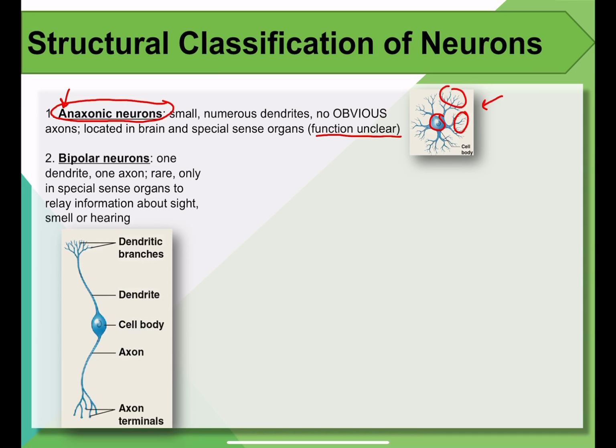Okay, so there are three other types of these structural classifications. There's anaxonic neurons, and then there's bipolar, unipolar, and multipolar. Bipolar neurons are those with only one dendrite and one axon. They are usually rare and only present in special sense organs for sight, smell, and hearing. We'll talk about these types of neurons when we get to chapter 17 on special senses. We'll talk about the layers of the retina inside the eye, which includes different types of neurons for their different purposes.